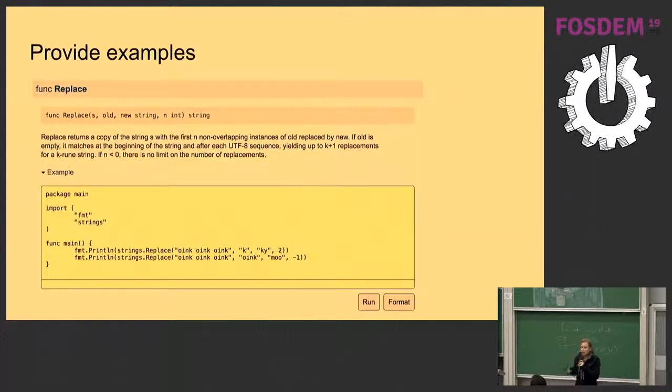Provide examples in Go docs. This is really cool, because Go allows you to embed snippets in the Go doc, and especially if the usage is not trivial, this gives your users a way to copy and paste and quickly get an understanding of how to make a call to the function.